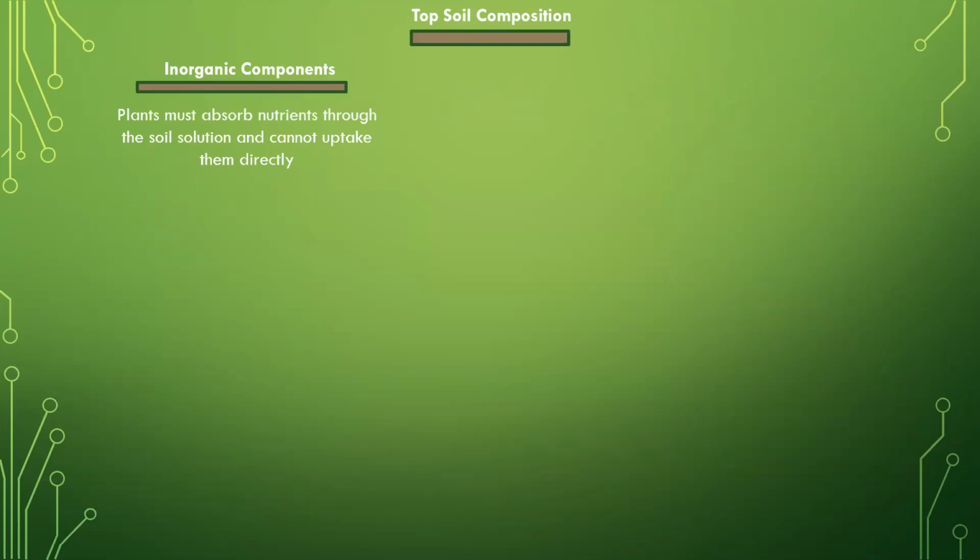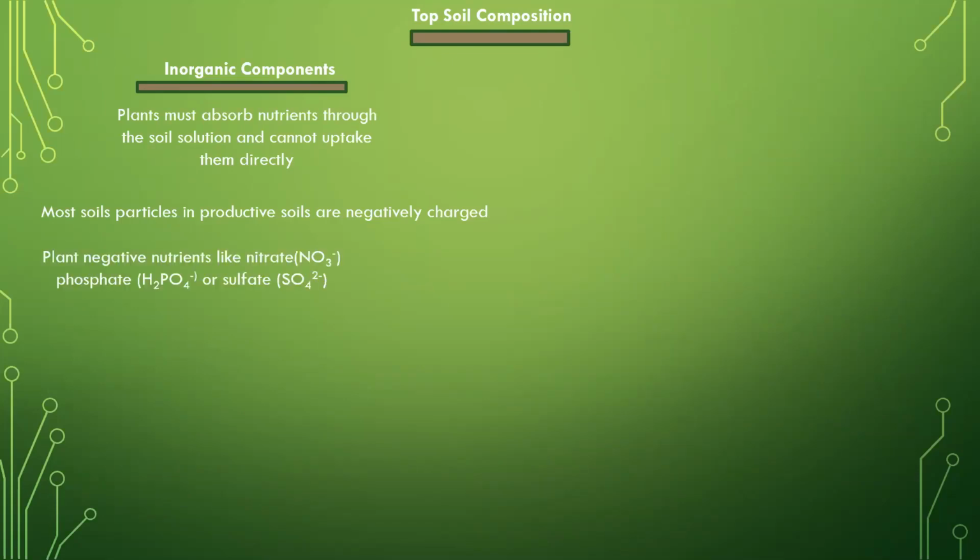The plant must absorb these nutrients through the soil because it can't take them in directly, right? It's not eating anything. They're getting energy from the sun and they need to get their nutrients from the soil. And so most soil particles are negatively charged. And so negatively charged nutrients like nitrogen, phosphorus, and sulfate are lost through leaching in the soil, right? So they're not sticking to the soil because they're negatively charged, right? And so they can be pushed throughout the soil.